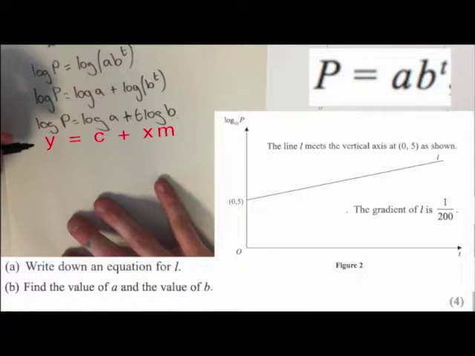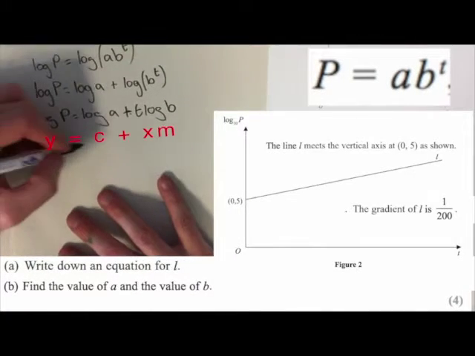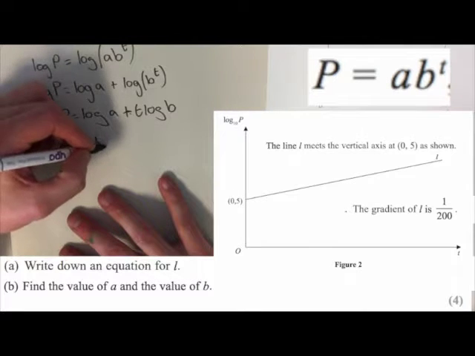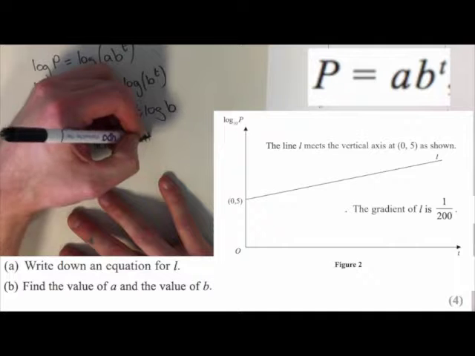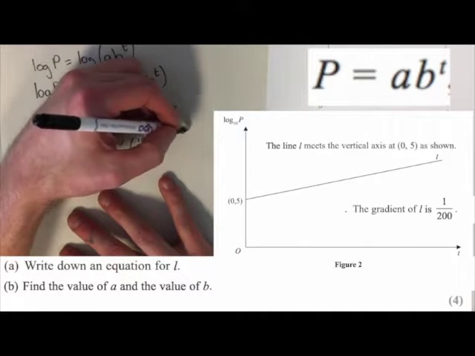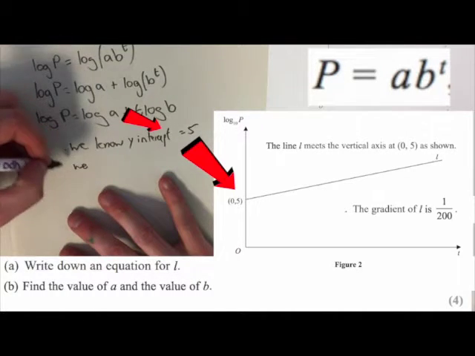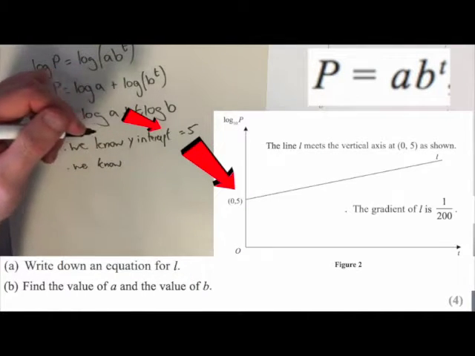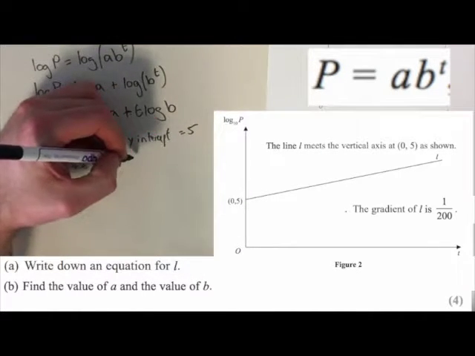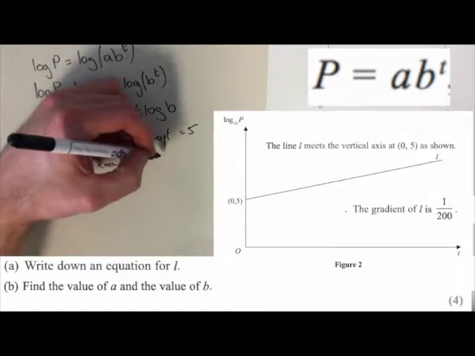Now you can't bring the t down until you've split up the two terms because a is not to the power t. So now we're going to compare that equation to the equation of a straight line, y equals mx plus c. And because t is our x variable, our gradient is going to be log b and our intercept is going to be log a. So intercept there is 5, which is log a. And our gradient log b is equal to 1 over 200.